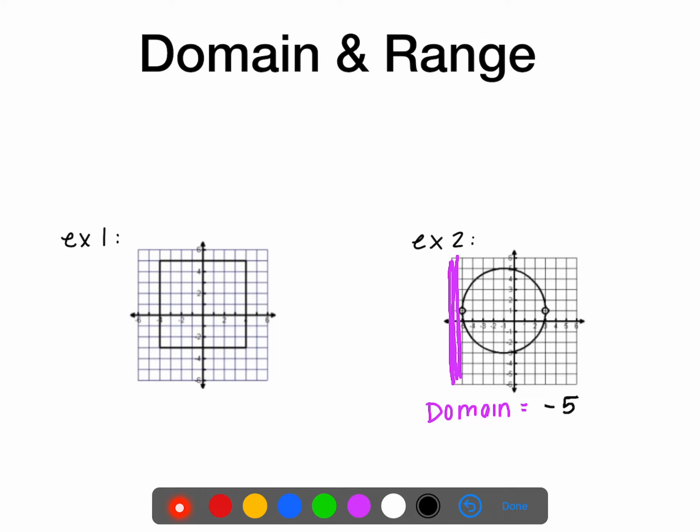Now, because I have this open circle right here, I'm not going to include -5 because even though my graph goes up to -5 and it's kind of going through there, that open circle tells me I don't actually have a point at -5. So that's when I'm going to use a parenthesis. Then I got to find the other side of my domain. So I want to look over here and I notice that I don't have any graph until I get to 3. So my domain ends at 3. And same thing, I have an open circle there, so that also gets a parenthesis.